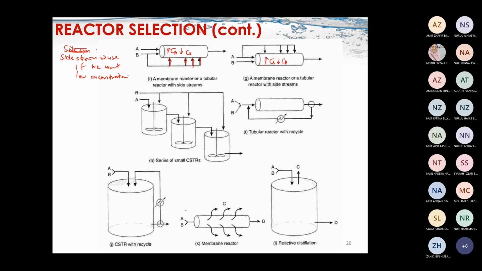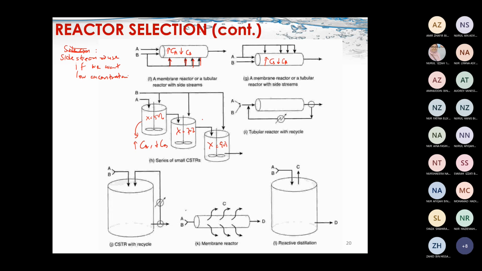And then we have this one, a series of small CSTRs. You can see that B is split here, so the CA produced gets higher and higher. Starting from here, maybe conversion starts at 50%, then here 70% and it keeps increasing, and this one is 90%. So from here CA will be high and CB will be low, because there are many side streams here.